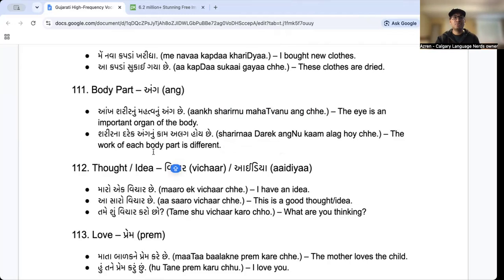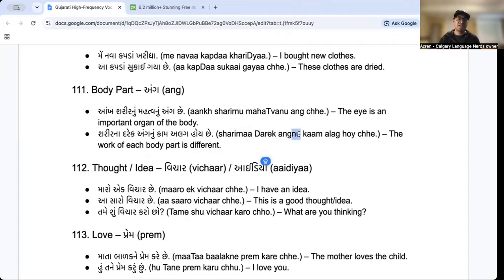Sharirna darek angnu kam alag hoy che. This is also a trickier sentence. Let's do this one slower. Sharir is body again. This na is again kind of like that apostrophe s. So the body's darek ang, so the body's every part.